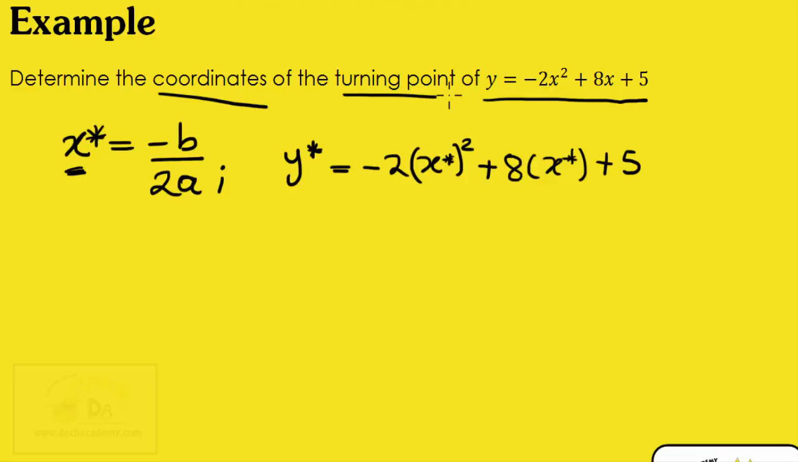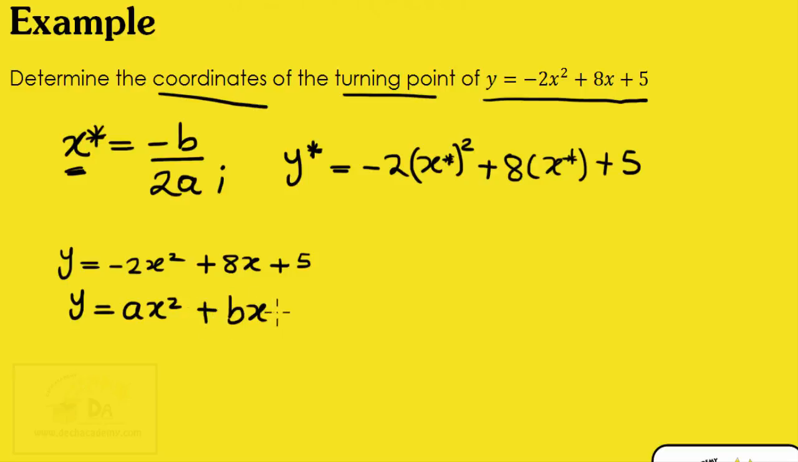Now we have our equation y equals minus 2x squared plus 8x plus 5. In order to determine the x coordinate, x asterisk, we need to know what b is and we need to know what a is. Now our equation is y equals minus 2x squared plus 8x plus 5, which is of the form y is equal to ax squared plus bx plus c. By comparing the equation we have with the general form of a quadratic equation, you can tell that a, the coefficient of x squared, is minus 2. b, the coefficient of x, is 8.